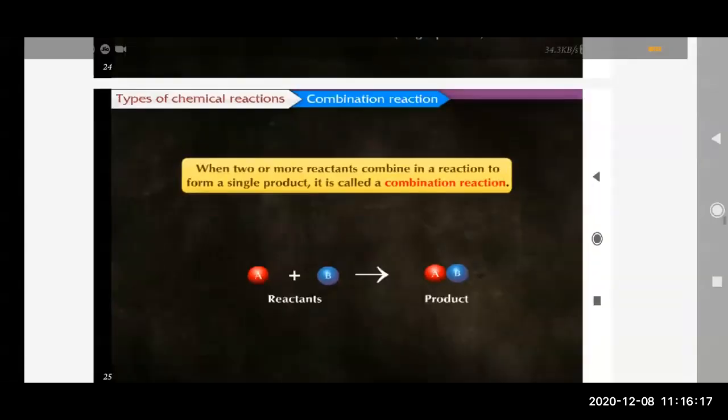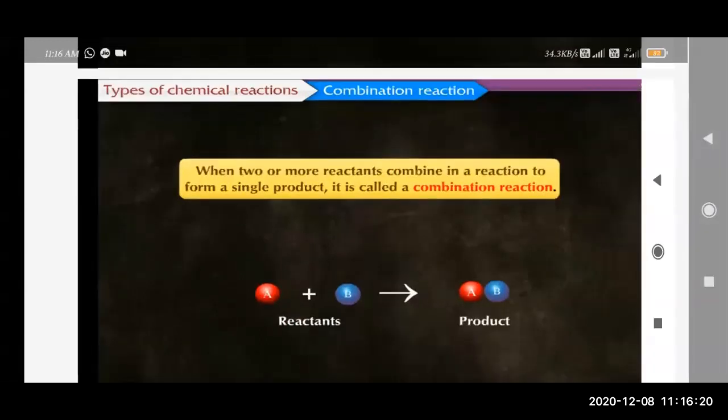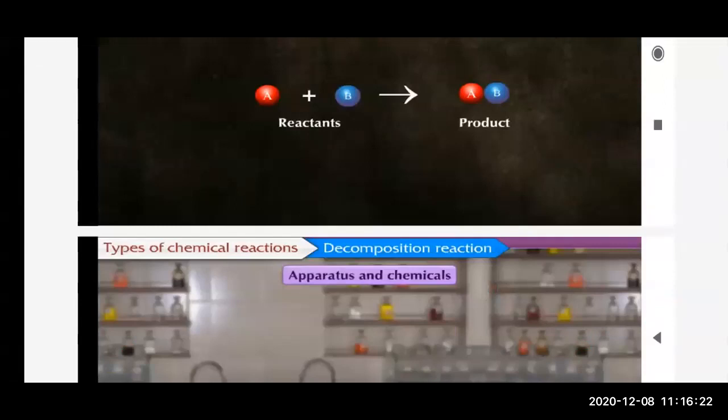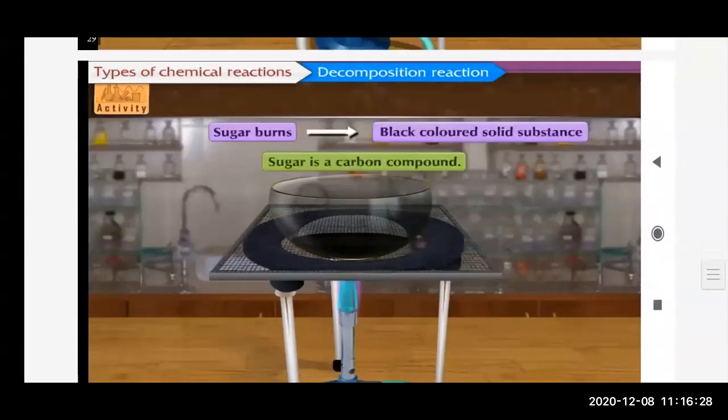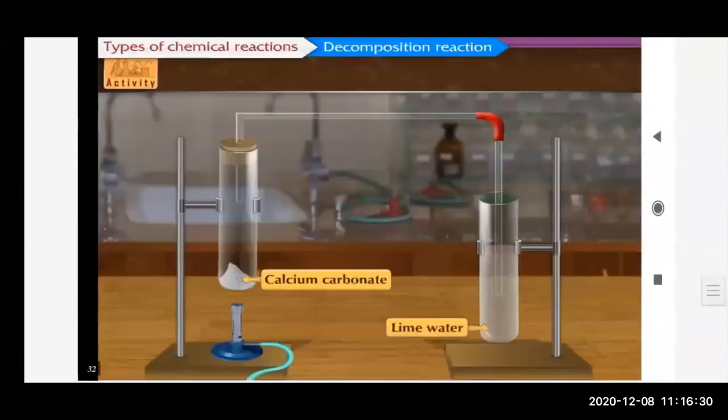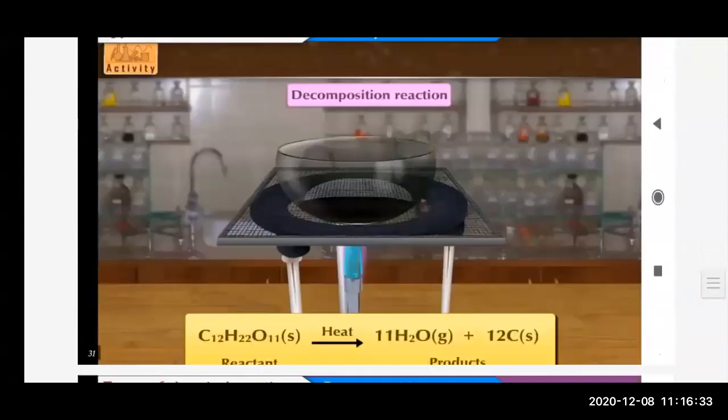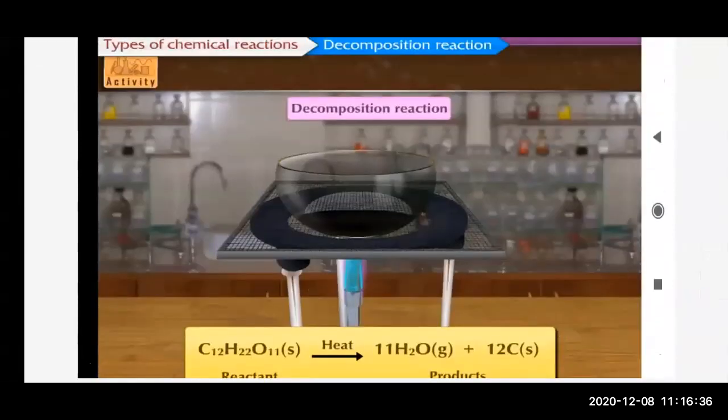Then we have seen the second type, that is decomposition reaction. In the decomposition reaction also we have seen some activities. What was the first activity? We took some sugar in an evaporating dish and heated that evaporating dish with the help of a Bunsen burner. After some time, slowly the color changes. First it becomes brown, then after some time we see a black colored substance form. That black colored substance is carbon, right?